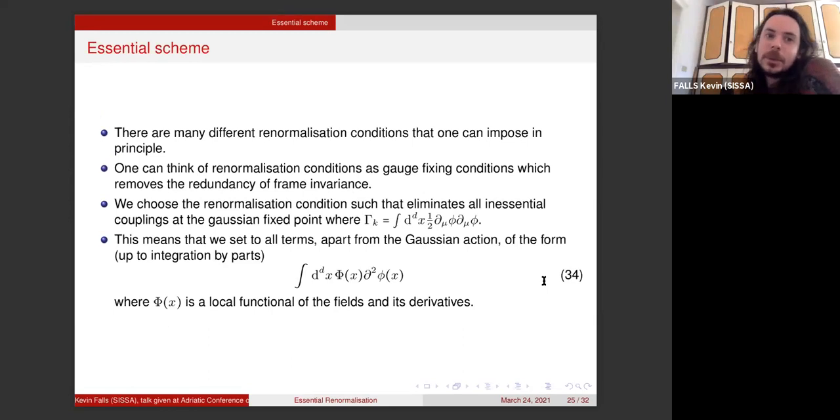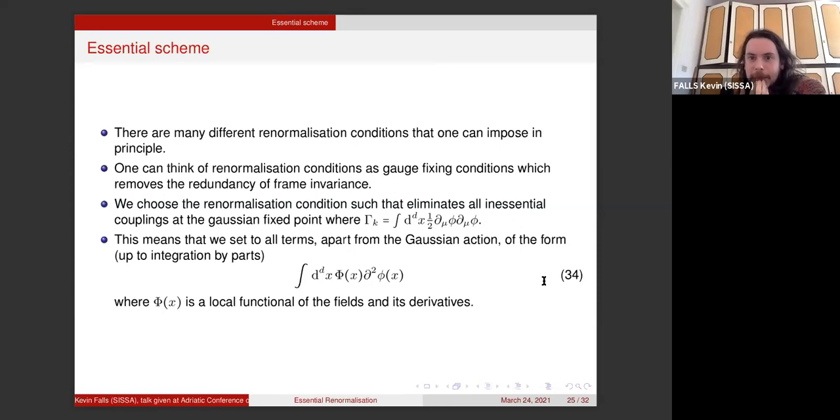So in principle, there are many different renormalization conditions that one could attempt to impose. So there's not a unique way that this can be done. So pragmatically, what we can think about is that we have this frame invariance or reparameterization invariance, and we can think of the renormalization condition in analogy to a gauge fixing condition in a gauge theory. Just like when we pick a gauge fixing condition, we try to reduce the redundancy introduced by the gauge invariance. Here, we're removing the redundancy with respect to the frame invariance. So we can think of different conditions as different gauge fixing conditions.